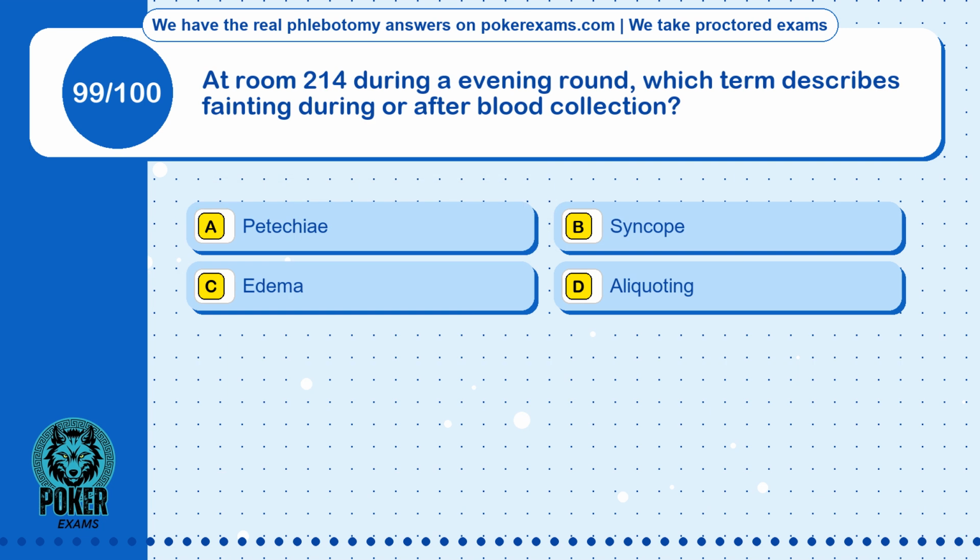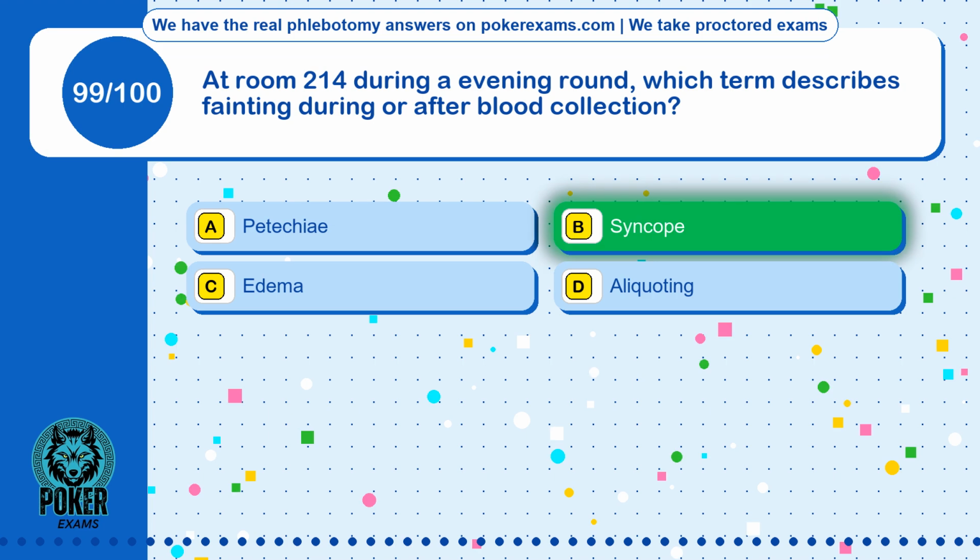Question 99. At room 214 during an evening round, which term describes fainting during or after blood collection? Option A. Petechiae. Option B. Syncope. Option C. Edema. Option D. Aliquoting. The correct answer is option B.